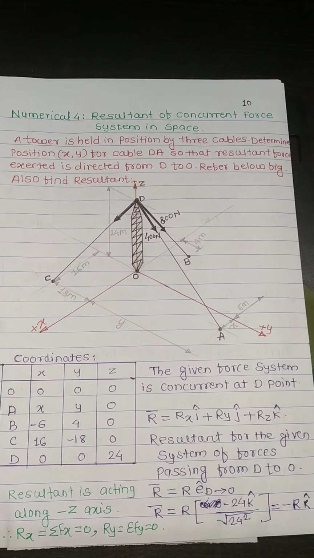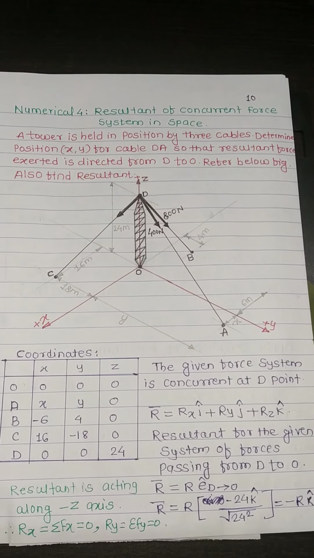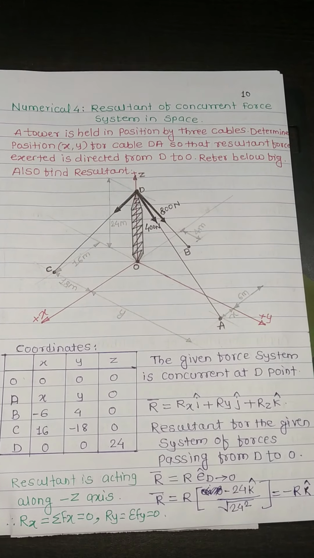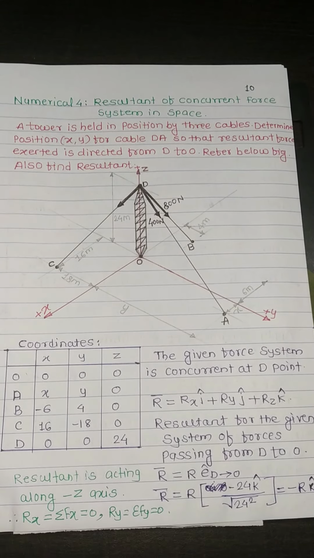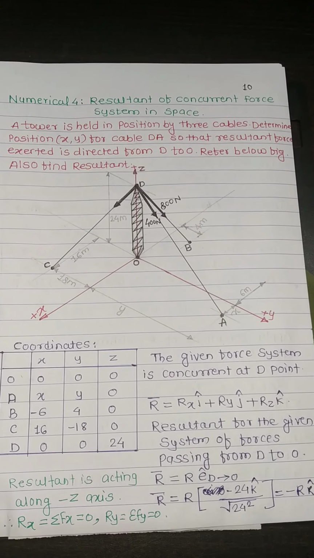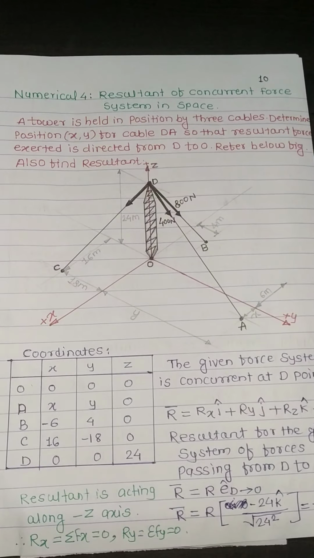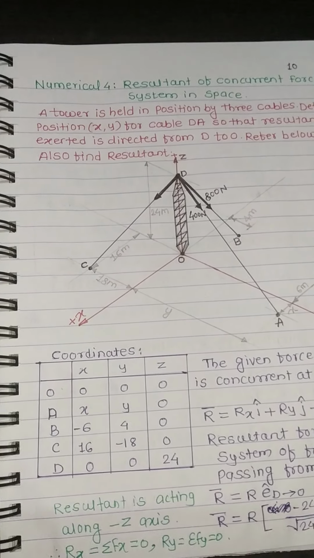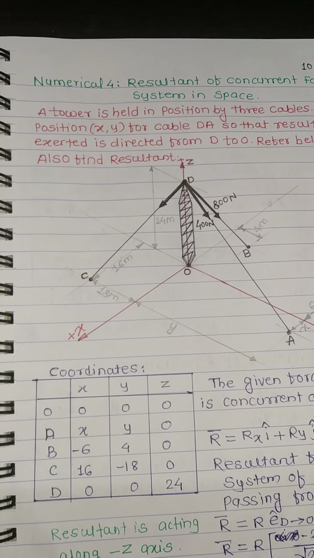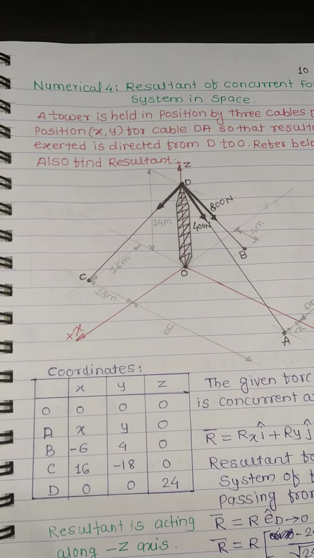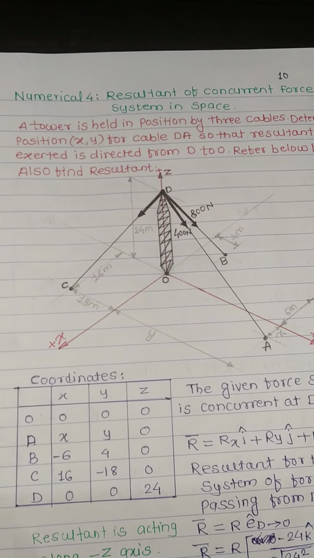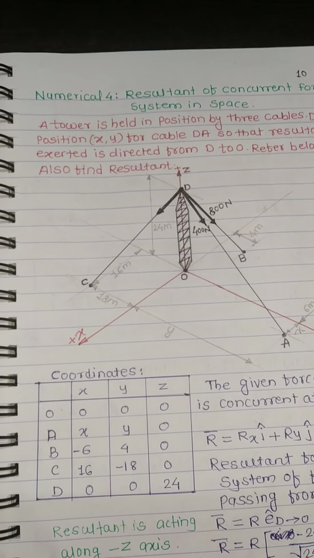To start the solution, first find out the coordinates of each point. As the points are given, origin O, points A, B, C and D, you can see the coordinates I have defined in this table. As you find the coordinates, you will find out the components of each force in the easiest manner.